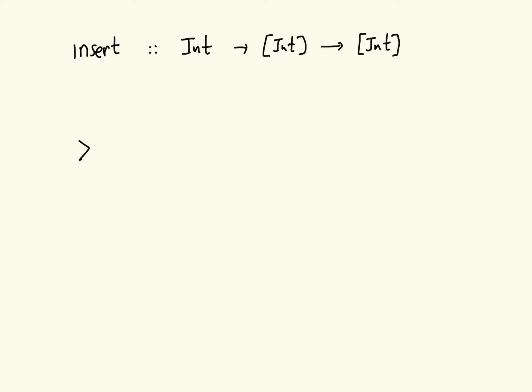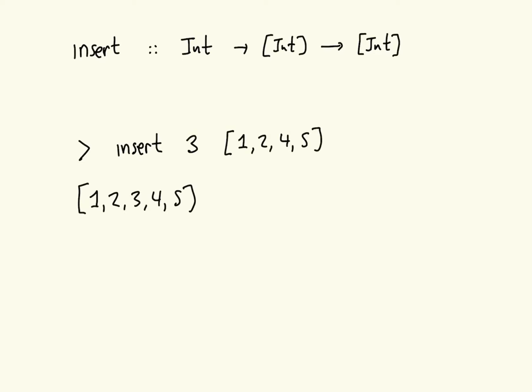If I start up GHCi and I insert the number 3, and I have a sorted list here, let's assume I've got 1, 2, 4, and 5. This list here is already in the correct order, and I want to put the 3 into it. Then obviously what I want to get back is the same list, but with 3 put into the correct position. Okay, so very nice, simple idea. We're taking a single number and then a list of numbers which is already sorted, and we're going to put that number into the correct position.